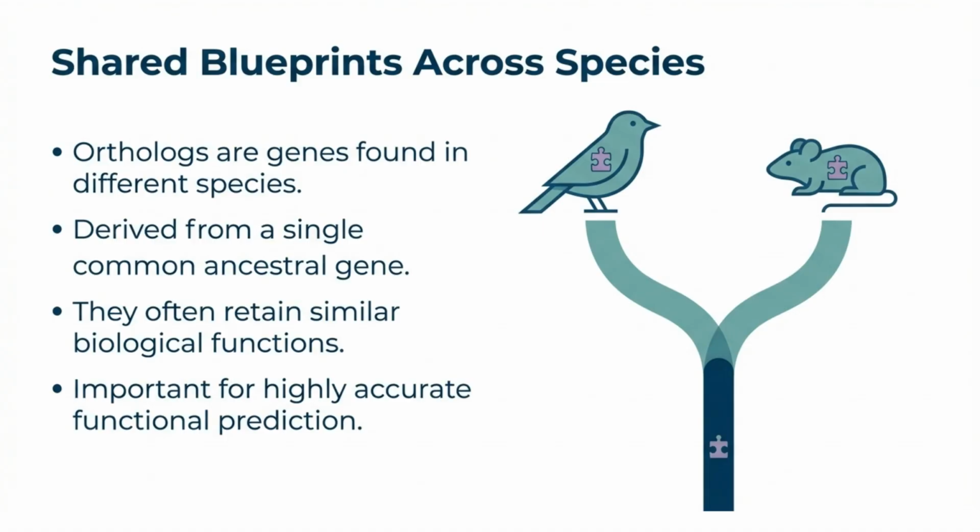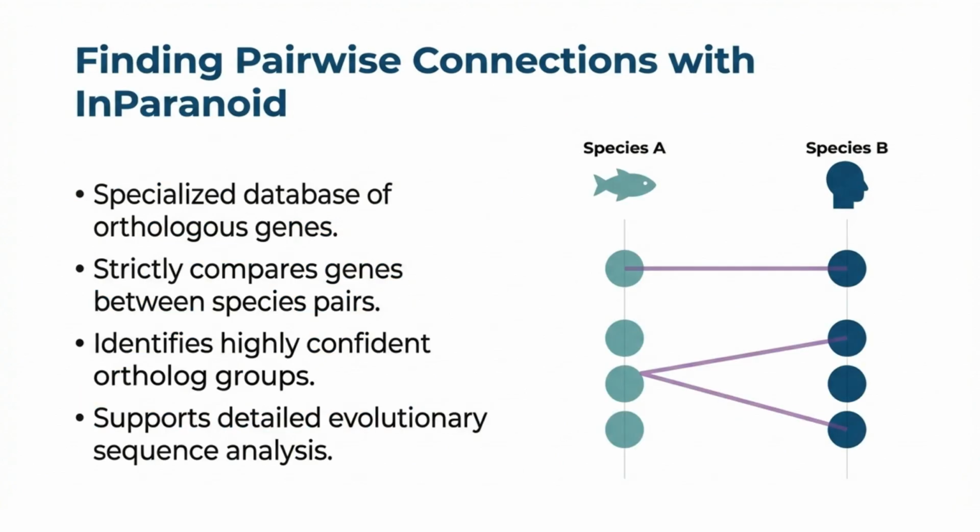If you look at the diagram on the slide, the key message is that evolutionary conservation helps us transfer knowledge across species. To identify these connections with confidence, dedicated orthology databases are used. InParanoid is an orthology database designed for detailed comparison between pairs of species. Instead of trying to analyze very large multi-species groups at once, it focuses on identifying high-confidence orthologs between two organisms.